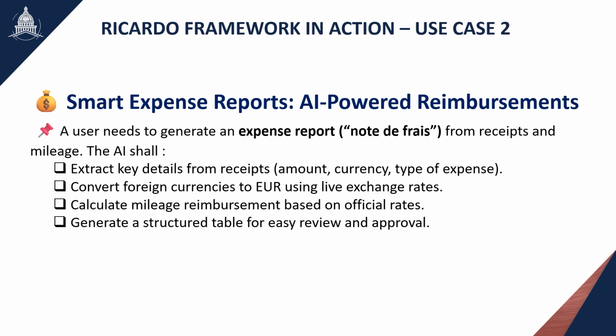Use case 2 is an AI-powered reimbursement application that generates smart expense reports. The objective of this application is to generate an expense report from receipts and mileage provided by the user. The AI shall extract key details from receipts, for example, amount, currency, type of expense, convert foreign currencies to euro using live exchange rates, calculate mileage reimbursement based on official rates, generate a structured table for easy review and approval. Now let's put RICARDO into action and start practicing with these two use cases.